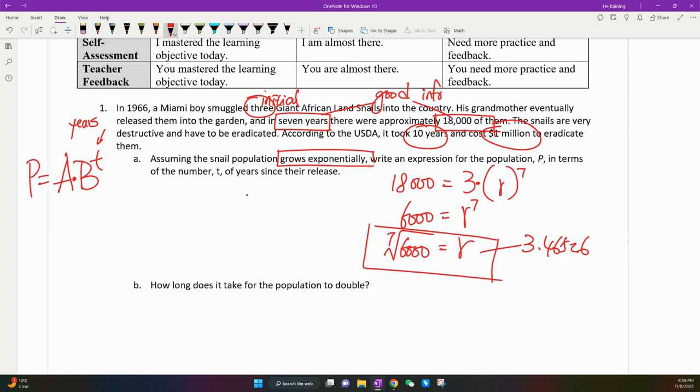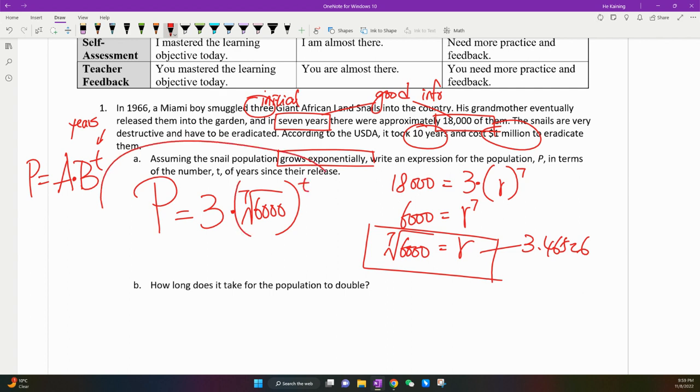Okay, so I'm going to write it in the equation that P equal to A. What's my A? It's just a 3. What's my B? I prefer writing it in exponential form, the 7th root form. I'm going to keep this, and then I'll put a t right there.